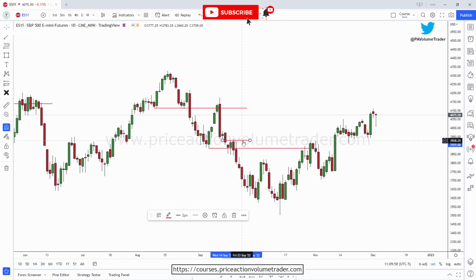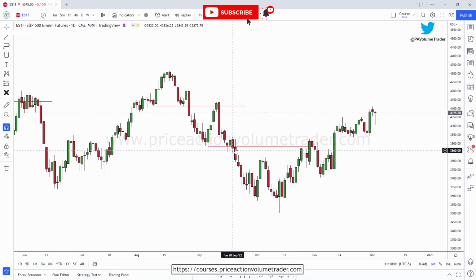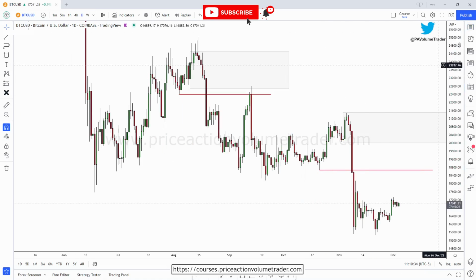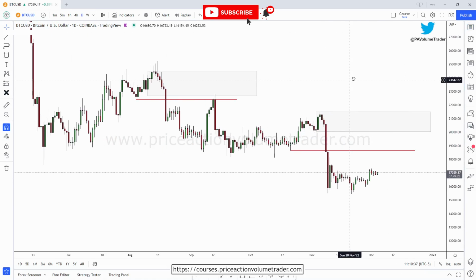And then you can see in this case, we break below, come back up. And then in this case, we go into the last cluster here. You can take this, or you can even just take this one, which is the one that led to the impulsive move down. And then you can see we came almost all the way up through here, and then we went down from there. If we go into Bitcoin, another example here, this is very recent.